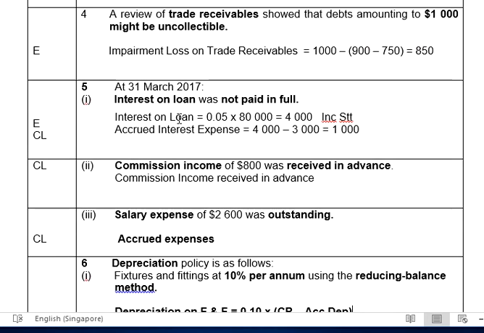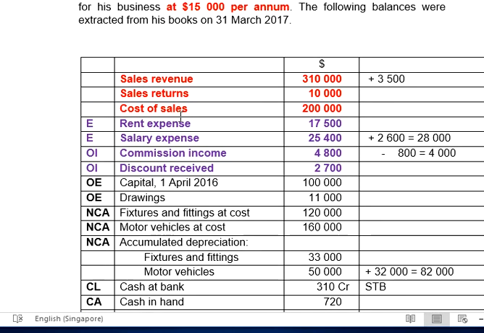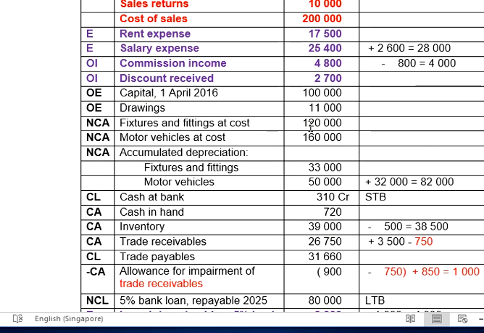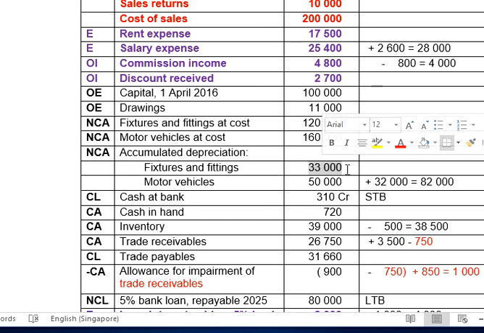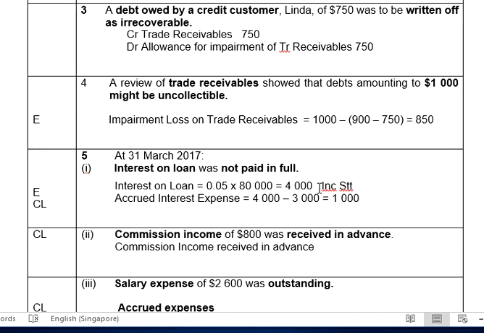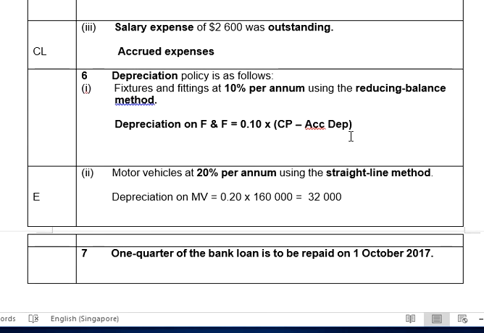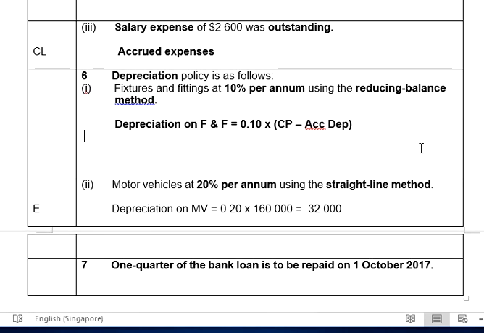Go up to fixtures and fittings. Take note of its cost price of 120,000 and its accumulated depreciation of 33,000. So apply the figures into the formula. It is 10% times cost price of 120,000 minus 33,000.